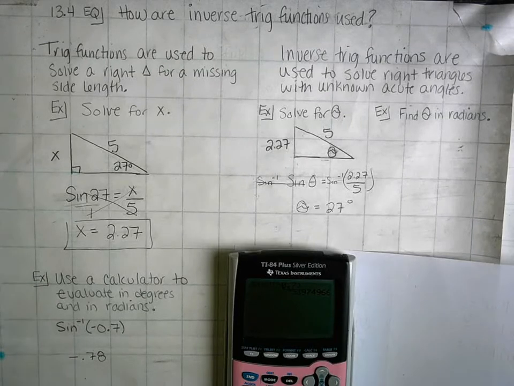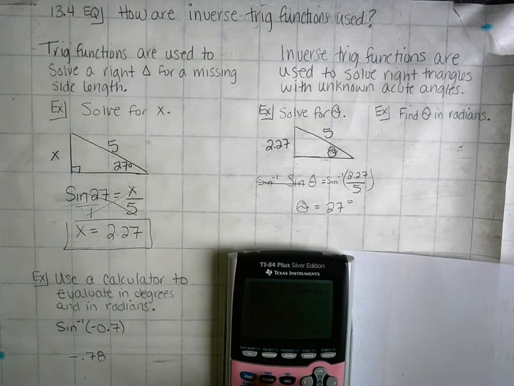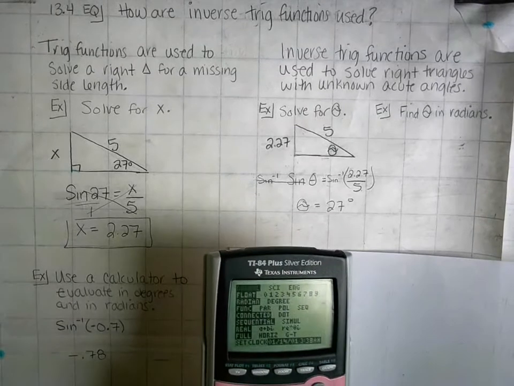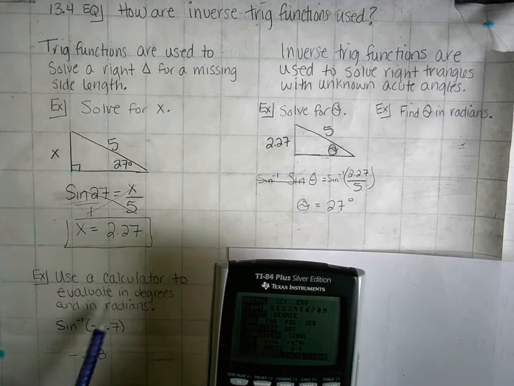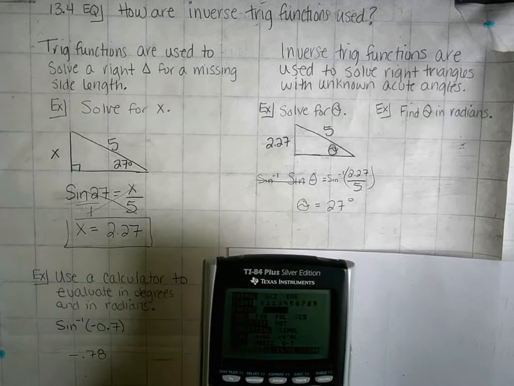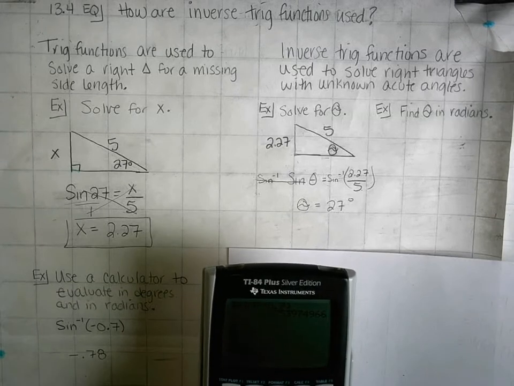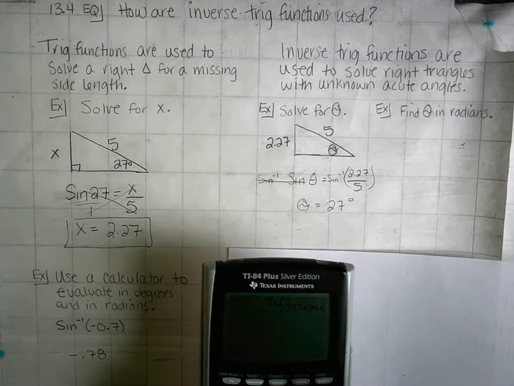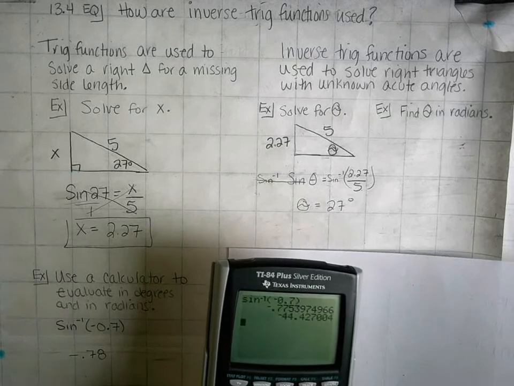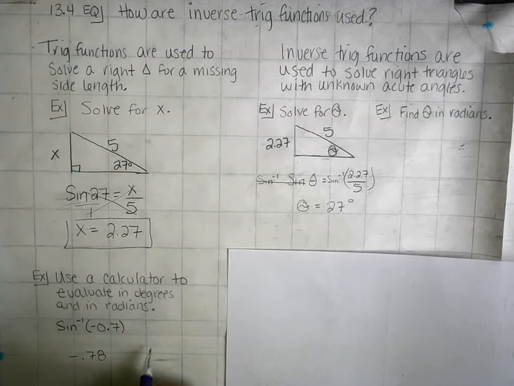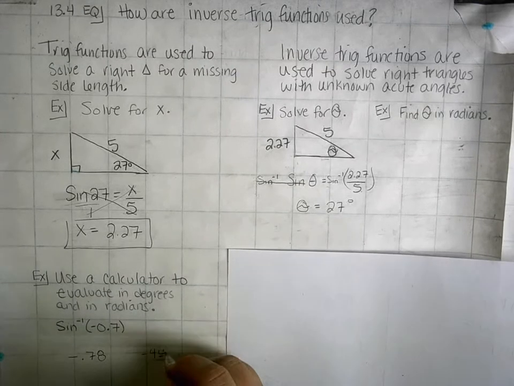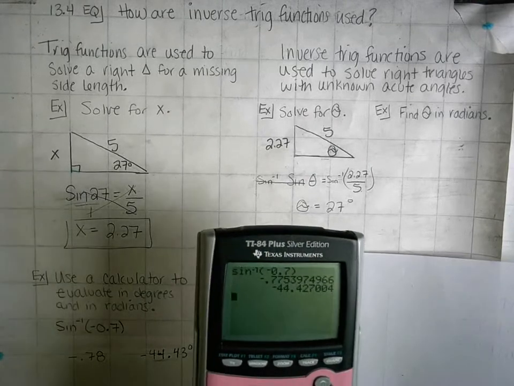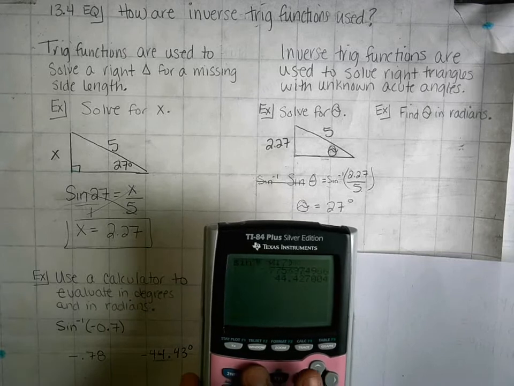That answer doesn't really seem reasonable to me, so I'm going to check my mode. Okay? And if I go back to the mode, I see that I'm in radians. So my radian part is already done, and I'm going to switch to degrees and go back and do the same thing again. If you have a graphing calculator, I could just press enter and it would change to my degrees. So negative 44.43 degrees.